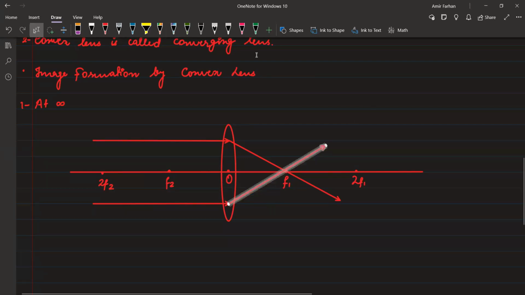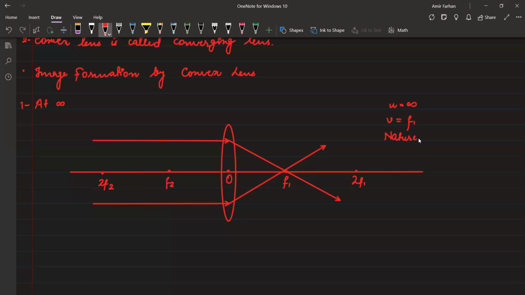So as we can see, U is at infinity. Image is forming at focus, that is f1. Nature will be real and inverted. So a convex lens always forms a real and inverted image except in one case. Only one case is there in which it does not form a real image. Clear? Similar to the concave mirror. Size will be highly diminished, or point size. As you can see, there is no height of the image, so it will be highly diminished.